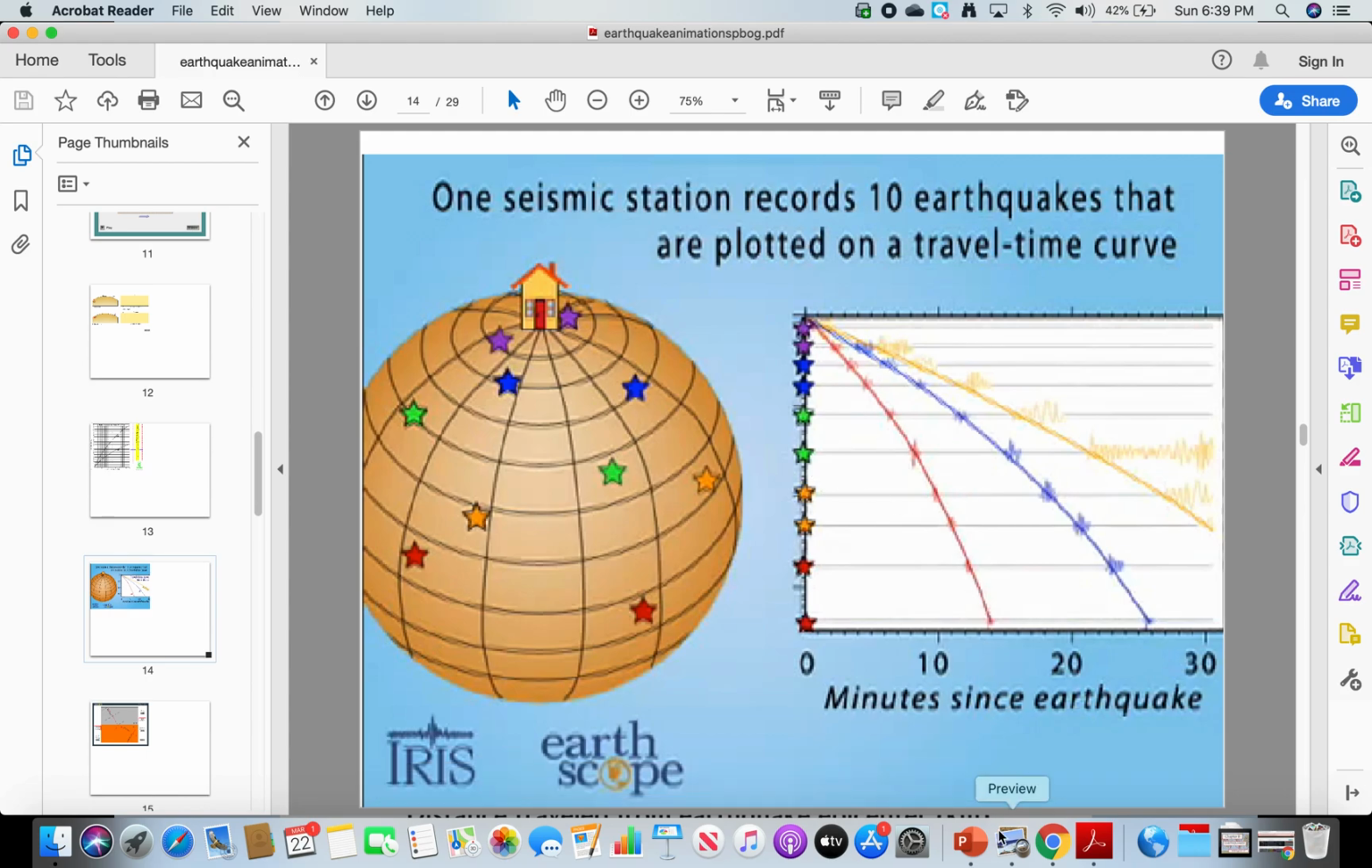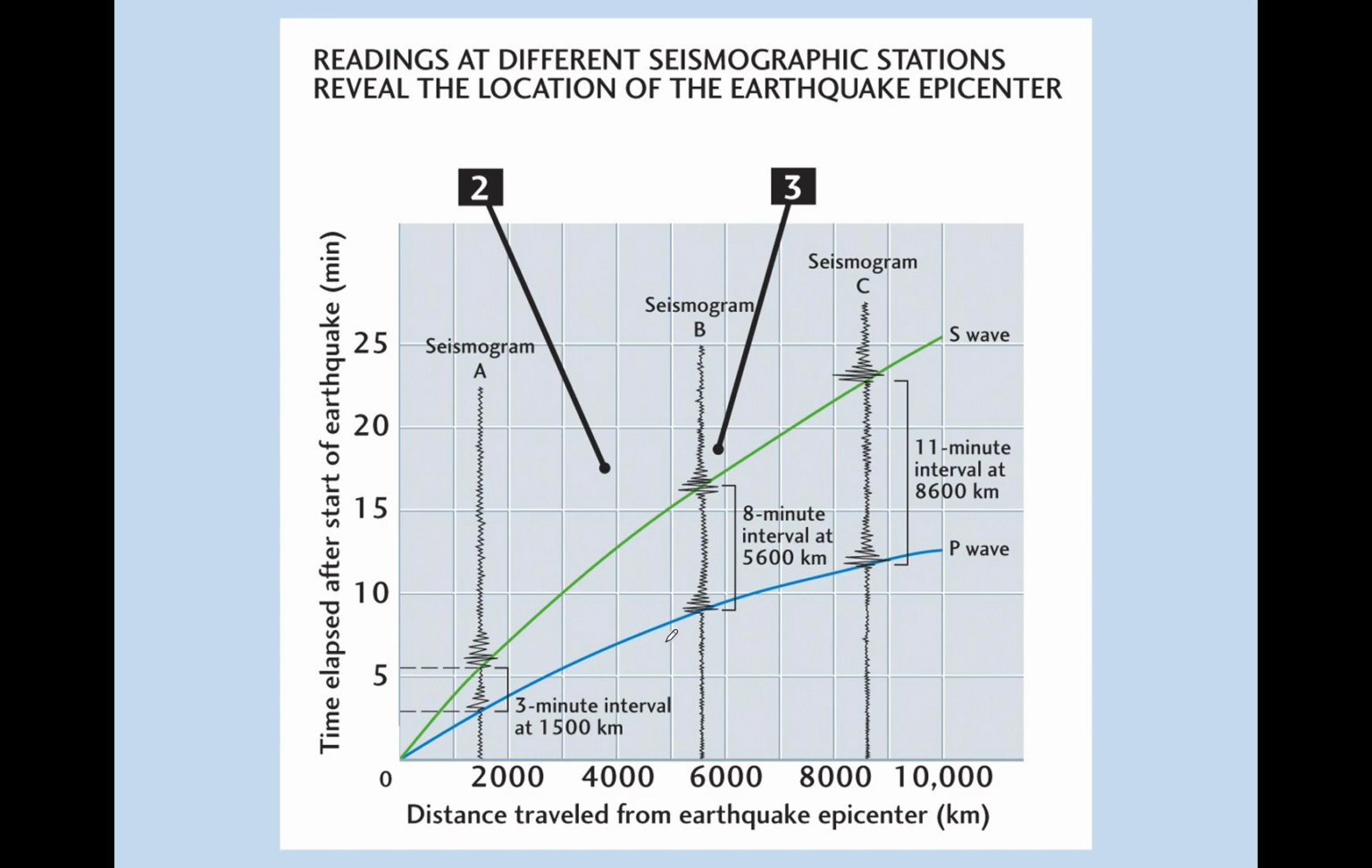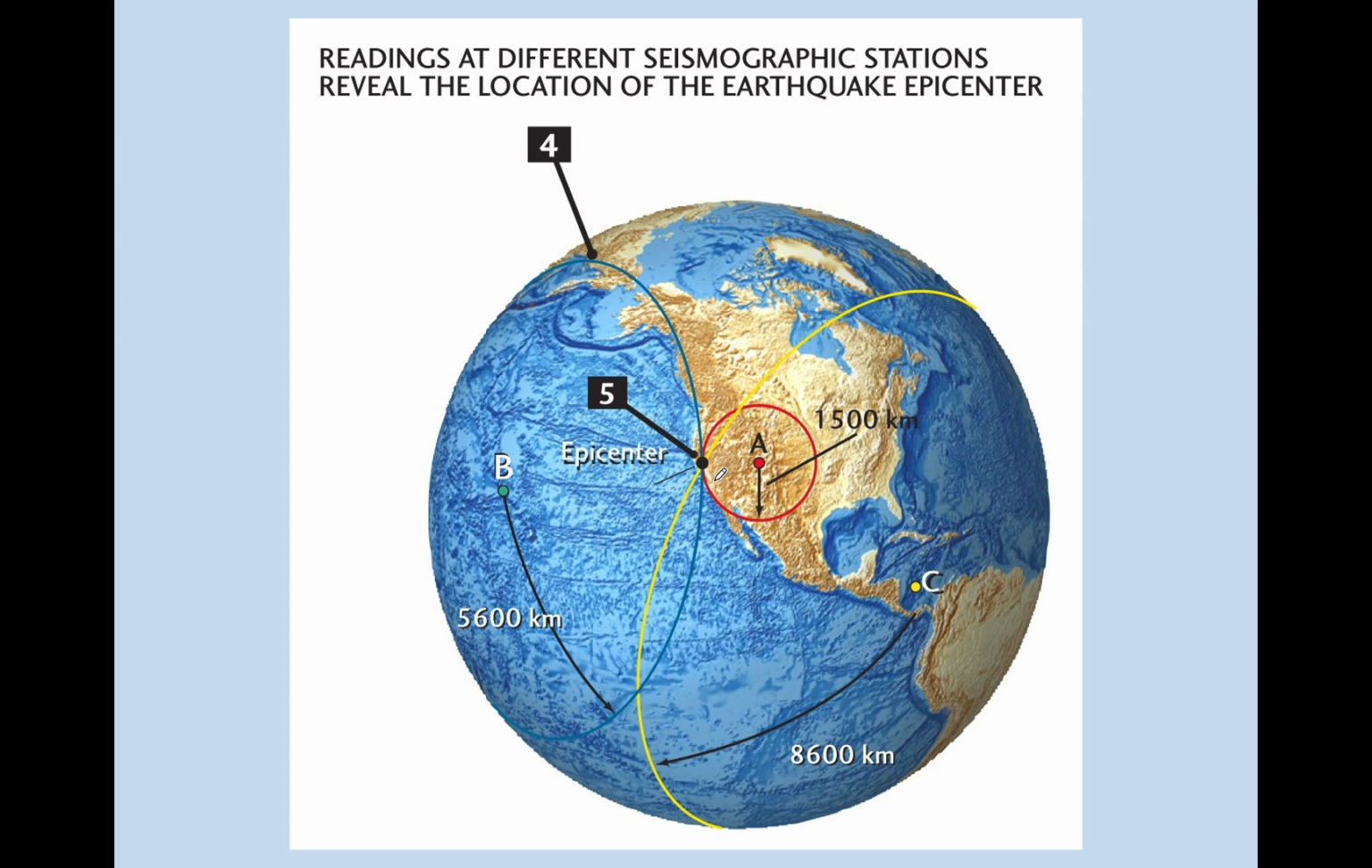Okay, next slide, please. Thank you. Here's an example of another earthquake that occurred, it looks like off the coast of California, or maybe on the San Andreas Fault. There were 3 seismic stations. Station A was 1,500 kilometers from the epicenter, C was 8,600 kilometers from the epicenter, and station B, over in Hawaii, was 5,600 kilometers from the seismic station. And that's where the epicenter is, where all three circles intersect.